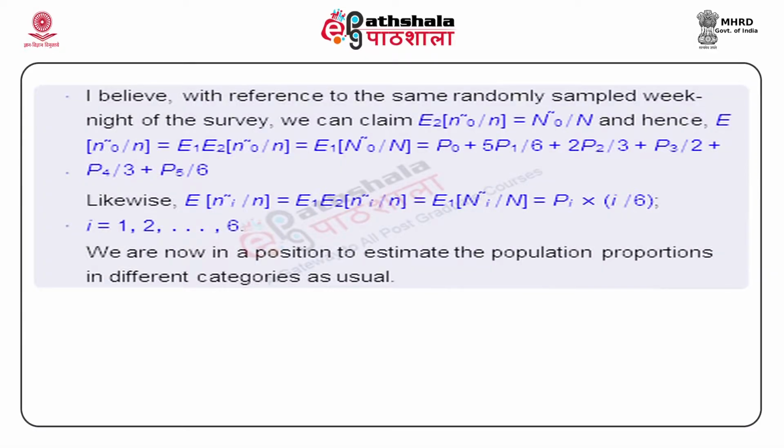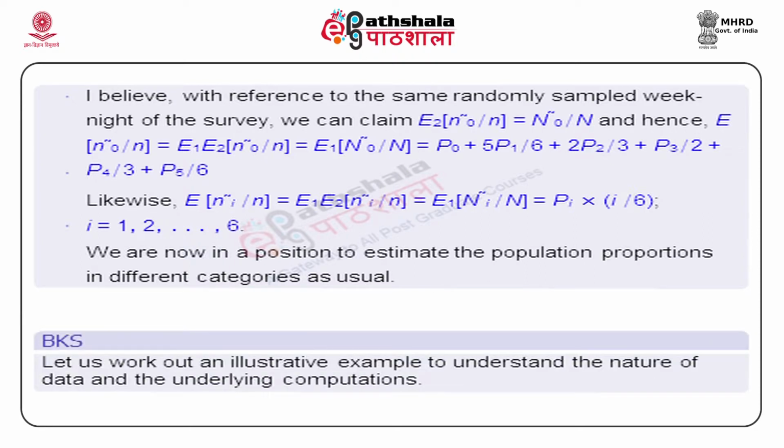That is what it says. Take a subset of small n out of capital N. Look only for those households and then see if some of them are available, how many times, etc. So, you make a breakup of small n into n0 tilde, n1 tilde, n2 tilde, etc. and do a similar analysis. Let us work out an illustrative example to understand the nature of data and the underlying computations.